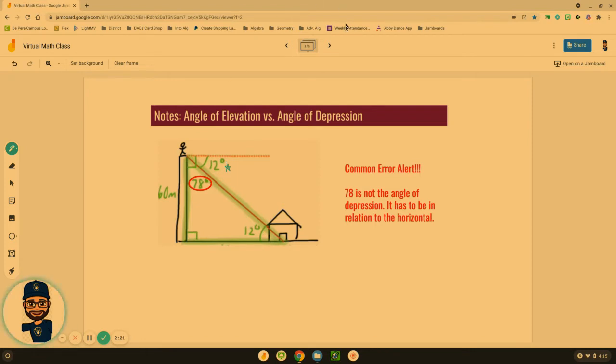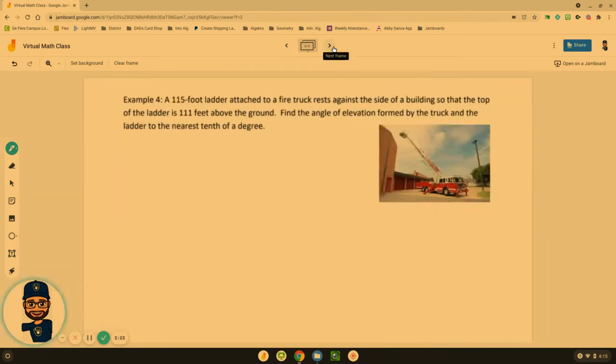Let's take a look at example number 1 about fire trucks. All right, a 115-foot ladder is attached to a fire truck, and it rests against the side of a building so that the top of the ladder is 111 feet above the ground. Find the angle of elevation formed by the truck and the ladder to the nearest tenth of a degree. Tenth of a degree. All right, so here's my building.